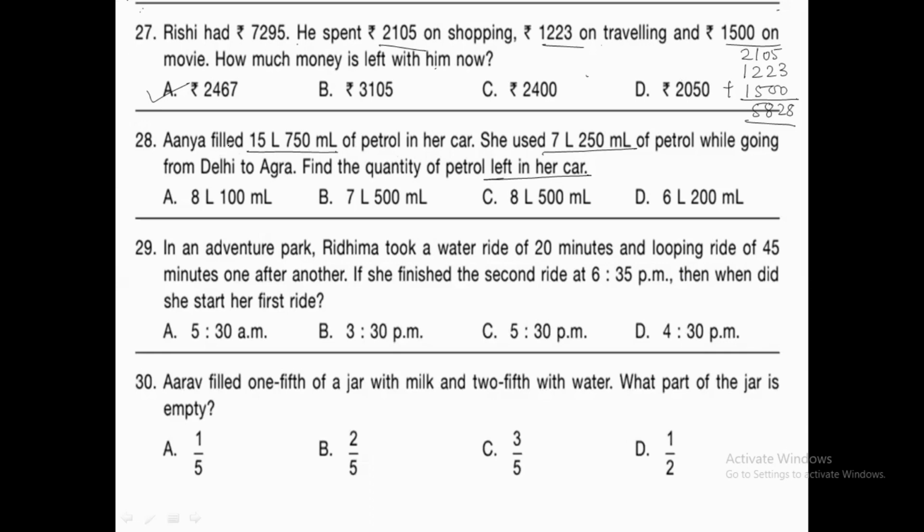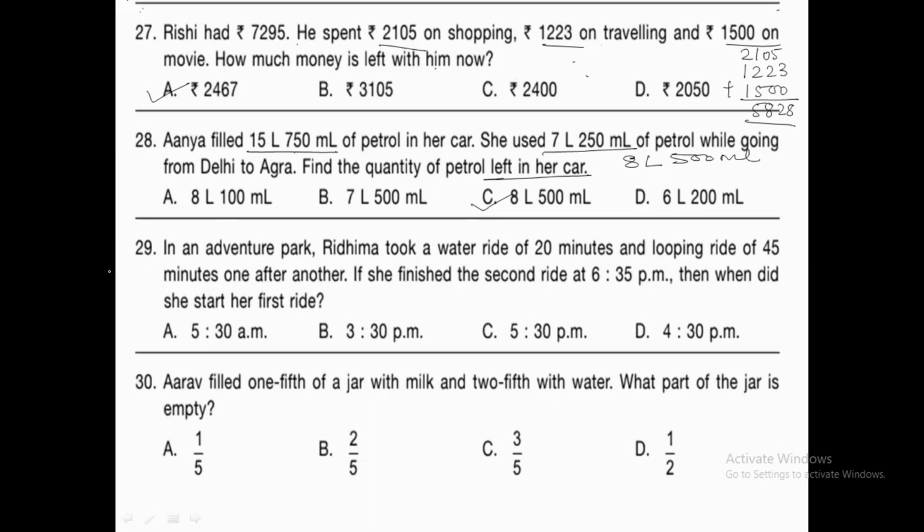So how are we going to do it? Just try to do it separately. If we subtract 7 from 15, we get 8 liters. Now, 750 milliliters is there and she used 250 milliliters. So when we subtract 250 from 750, we get 500 milliliters. Okay, so our answer should be 8 liters and 500 milliliters, which is option number C. Understood? Okay, now you can see question number 29.